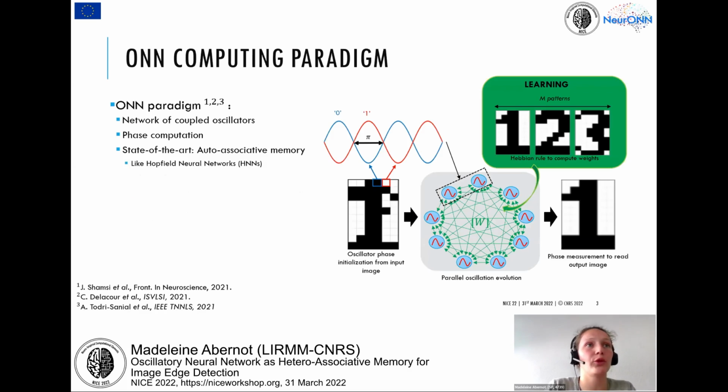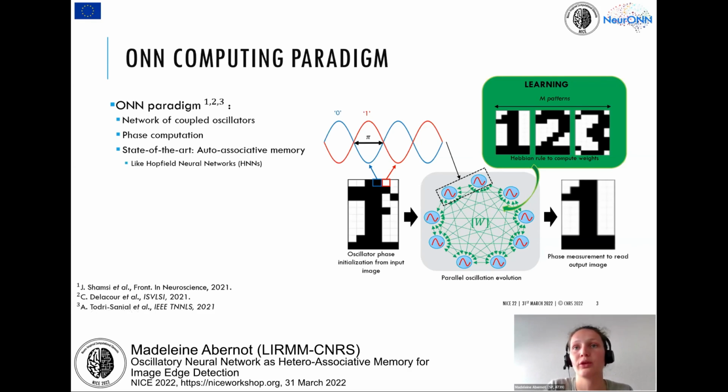So first, oscillatory neural networks. ONNs are networks of coupled oscillators. It's an analog-based computing paradigm where each neuron is emulated with an analog oscillator, and we couple the oscillators with analog components like resistors or capacitors. In the Neuron project, we consider only phase computation. So the oscillators have a fixed frequency, and we represent the information in the phase relationship between the oscillators.